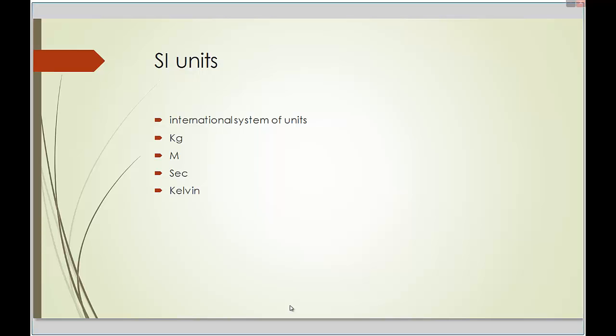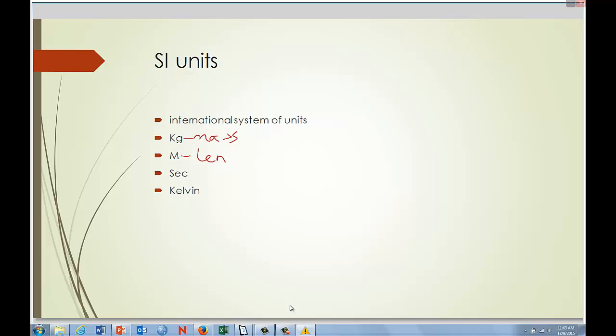The SI units you want to make sure to memorize. This is called the International System of Units. This is what the scientists use. They don't use metric, they use SI. Kilograms is the unit for mass. Notice that it's kilograms and not grams. That's a very common mistake amongst students. M is meters, and that's for length. Seconds is for time. And kelvins is for temperature. Notice that's kelvins and not degrees Celsius.